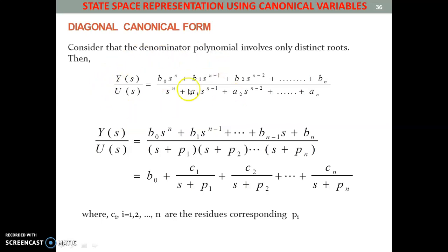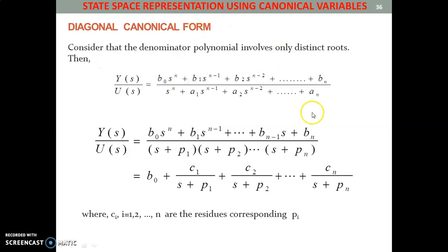This is the rational function, numerator polynomial by denominator polynomial. So this denominator polynomial can be written as n times (s plus p1) into (s plus p2) and so on up to (s plus pn). That means we have segregated it into a number of factors. Easily we can segregate this.